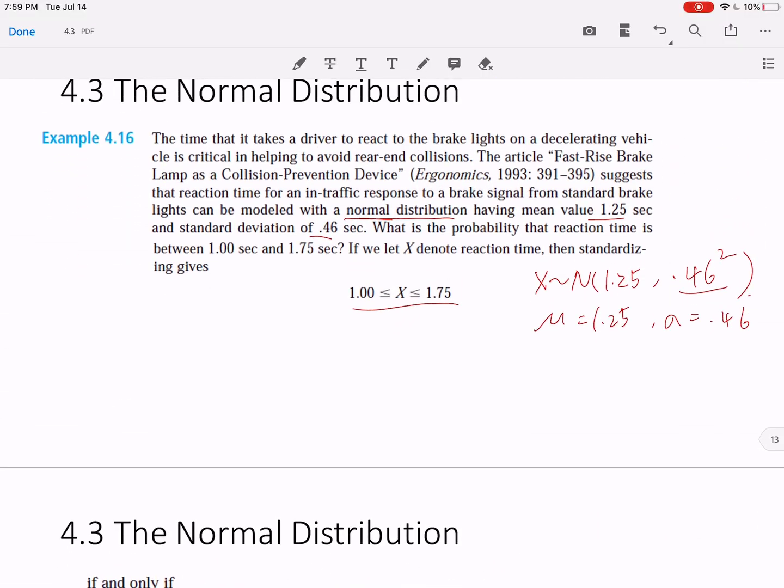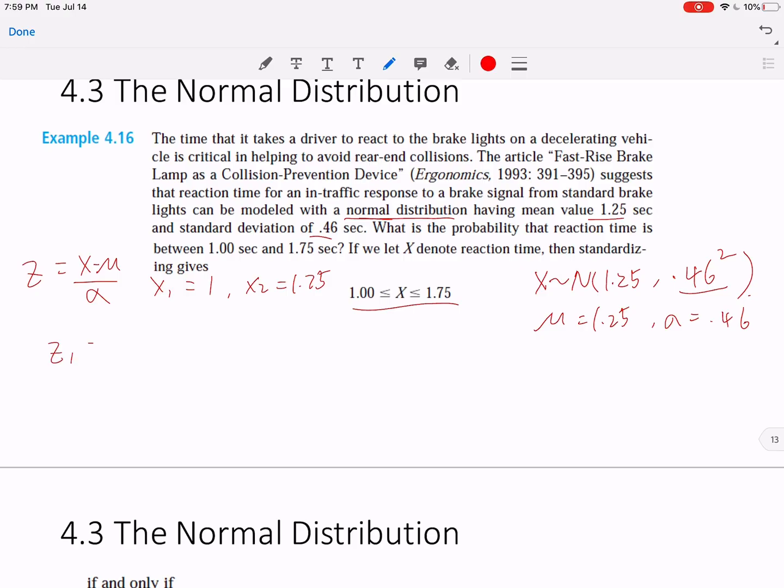If we want to do the standardization, we know the formula: z is equal to x minus mu, divided by sigma, and we have two x values. x1 is equal to 1, x2 is equal to 1.75, and we just need to find the corresponding z values. z1 is equal to x1 minus mu over sigma, which is 1 minus 1.25 over 0.46, and this is approximately negative 0.54.